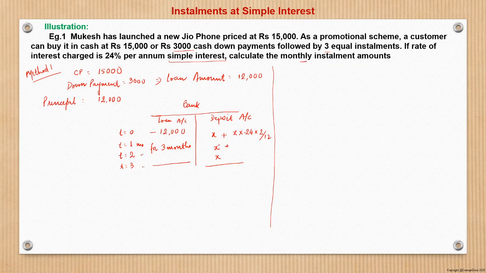Similarly, the second x amount, which is deposited at the end of the second month, will be there in the deposit account of the customer with the bank, and that will earn interest.